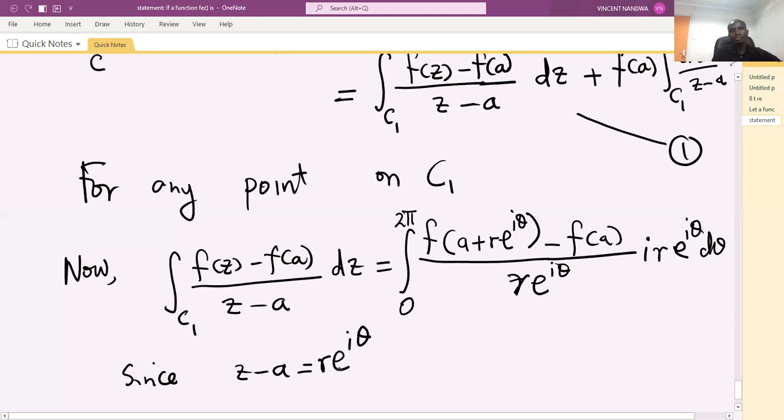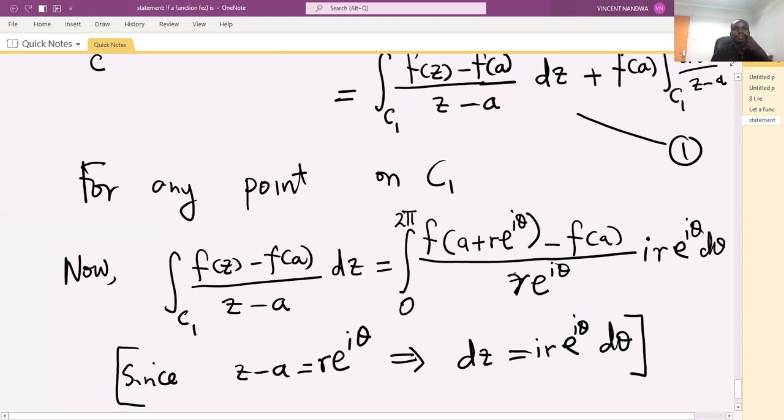This is the exponential form of the complex number, which implies that dz is i r e raised to power I theta d theta. So that's why we have this relation. Where z, you replace by a plus r e raised to power I theta. This f of a remains a constant. Z minus a is given by r e raised to power I theta. And then dz you replace by its equivalent value in terms of theta. So this is what we have.